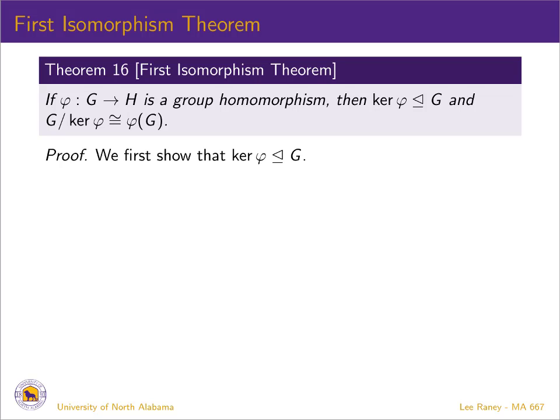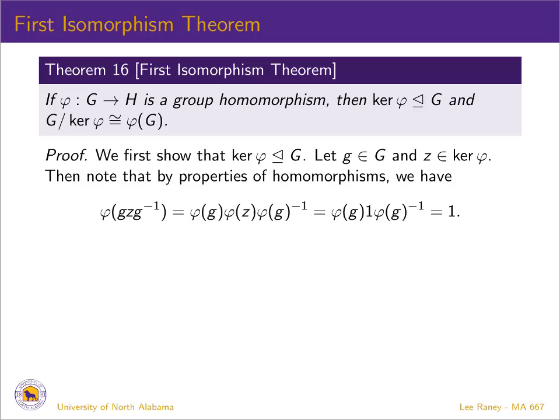All right, so first let's show that the kernel of phi is normal in G. Let g be in G and let z be an element of that kernel. Then by the properties of homomorphisms, if we look at phi(gzg^-1), we can split that up and get phi(g) times phi(z) times the inverse of phi(g). Remember that z is in the kernel of phi, so phi(z) is 1, and this breaks down to phi(g) times 1 times phi(g)^-1, which is just the product of phi(g) and its inverse, which is 1.